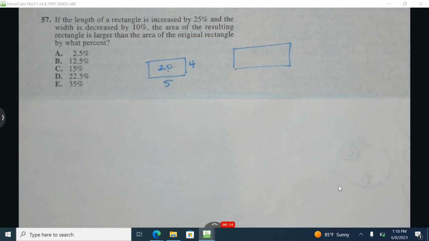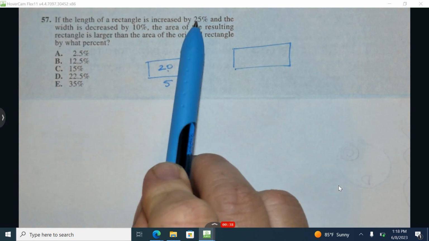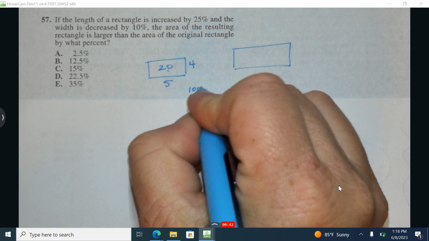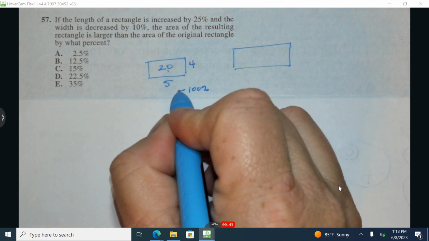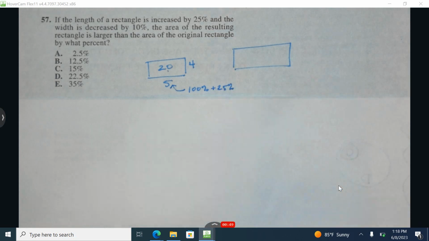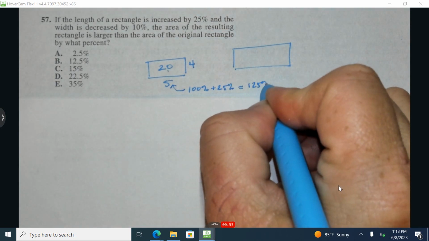Now the next rectangle that I create, it says that the length has to be 25% greater than the original. Now the original is known as 100%. This is 100% of the width. Now we want to increase that by 25%. So we're going to take 125%.